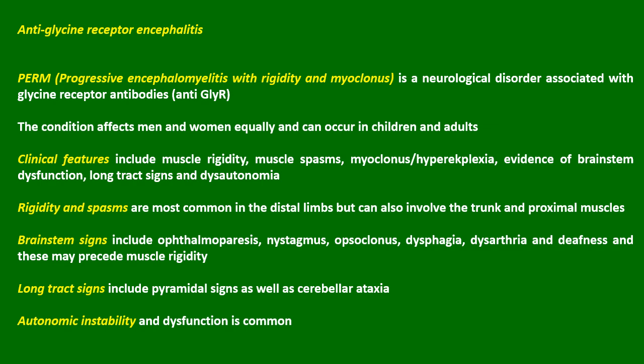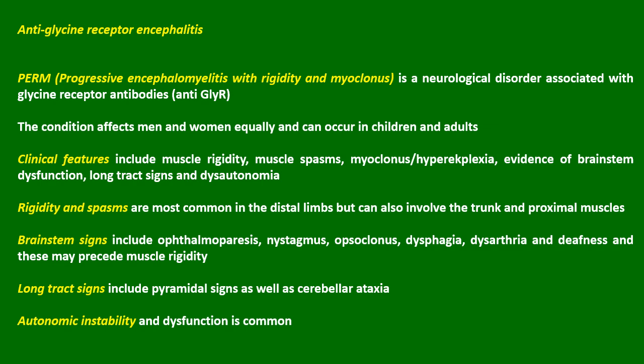Anti-glycine receptor encephalitis. PERM, or progressive encephalomyelitis with rigidity and myoclonus, is a neurological disorder associated with glycine receptor antibodies. The condition affects men and women equally and can occur in children and adults. Clinical features include muscle rigidity, muscle spasms, myoclonus, and hyperekplexia, as well as evidence of brainstem dysfunction, long tract signs, and dysautonomia. Rigidity and spasms are most common in the distal limbs, but can involve the trunk and proximal muscles.